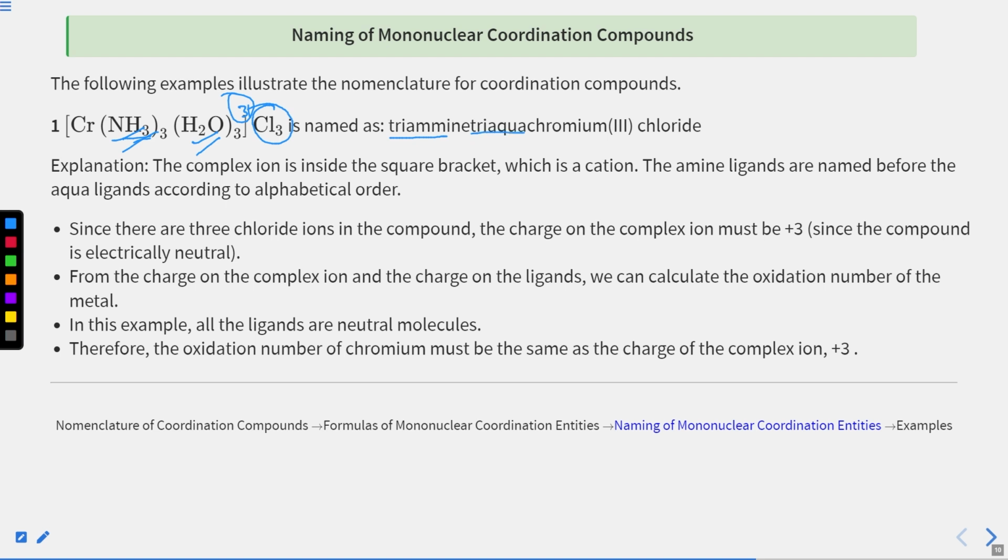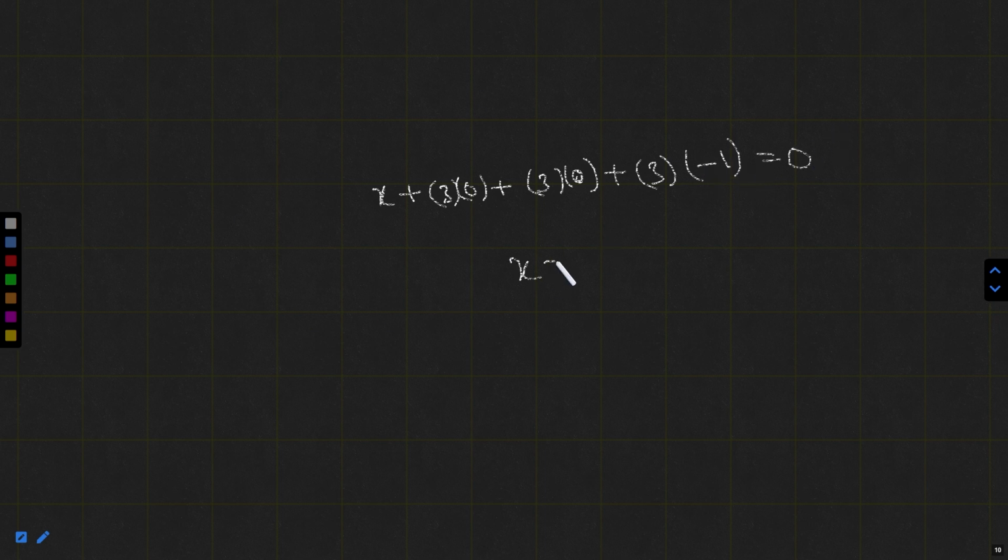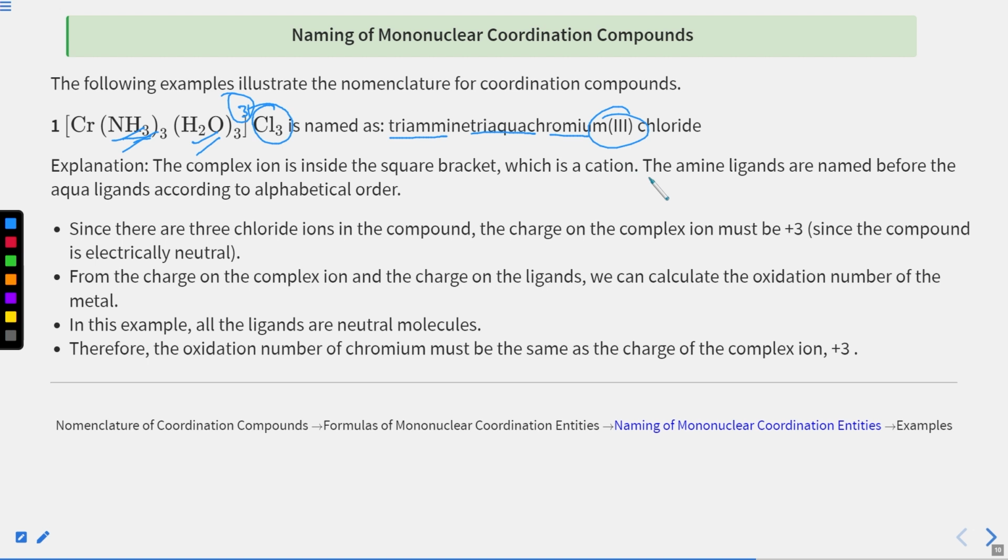Therefore, triammine triaqua chromium, and the oxidation state of chromium, how will we calculate? Overall the complex is neutral. Let us assume x is the charge on chromium. There are 3 ammine with 0 charge, and there are 3 water with 0 charge. The counter ion is chlorine, we are adding this also. There are 3 chlorines with -1, and the overall complex is 0. So this will be 0, this will be 0, and x equals +3. Therefore, we have written 3 in Roman numerals. At last we have chloride, so we have written chloride.